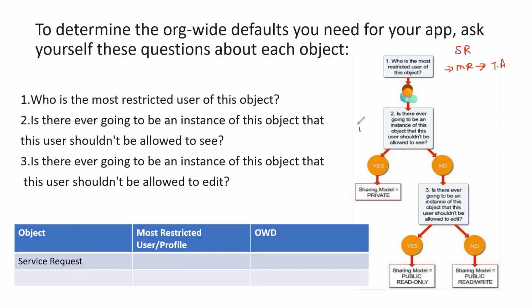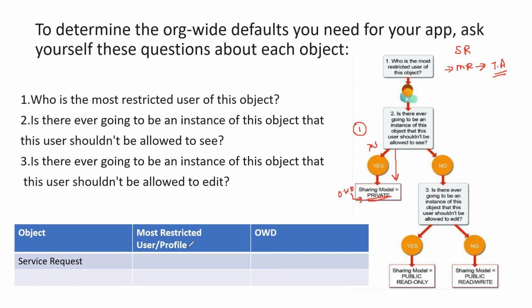If you remember the first requirement that we have, it talks about only the user being able to see their records, and no other user being able to see other people's records. So this most restricted user should not be able to see those records as per our requirement. So I'll be setting it as private. The answer to this question is yes. The OWD for this object has been set as private.